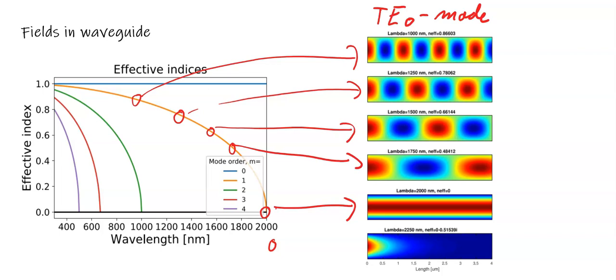When we go to the wavelengths above the cutoff, the effective index will be complex, and therefore it's heavily attenuating in the propagation direction. So the field is not propagating, but it's evanescent. And this happens with all the modes below the cutoff wavelengths.